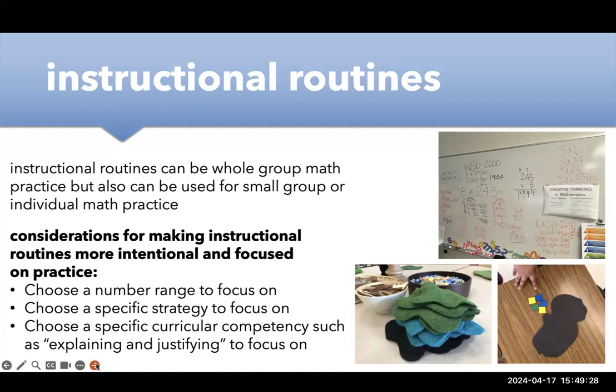And solve each other's. You can see some examples there, again, to make those instructional routines more focused on practice, choosing a number range, a specific strategy. When I'm working with a small group, although we might be doing splat, I might have chosen a particular curricular competency to assess. And I have my little checklist out with my learning goals. And I'm saying, we're really going to focus on you explaining and justifying your solution today. And I'm listening for how they're doing that. And that's what I'm assessing in the small group. So again, another type of practice.